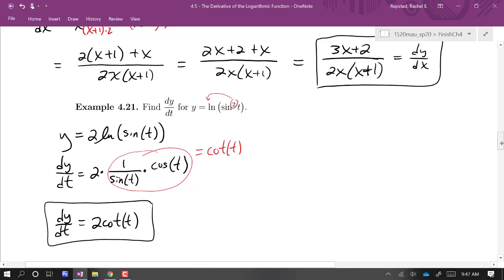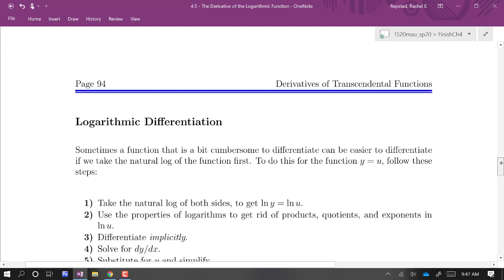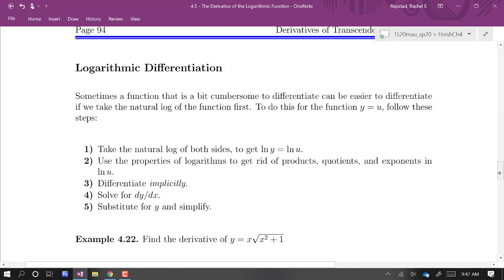Now, one cool thing that we get once we learn about the derivative of the log function is, we know how to find the derivative when we're just given a logarithmic function. However, sometimes some functions might be easier, or we might find it helpful, to impose a log function when there was none before. And we call this process logarithmic differentiation.